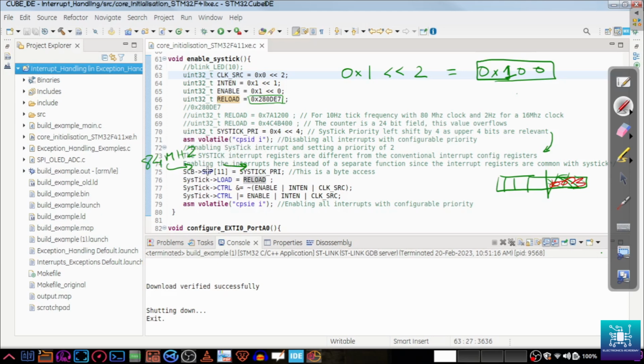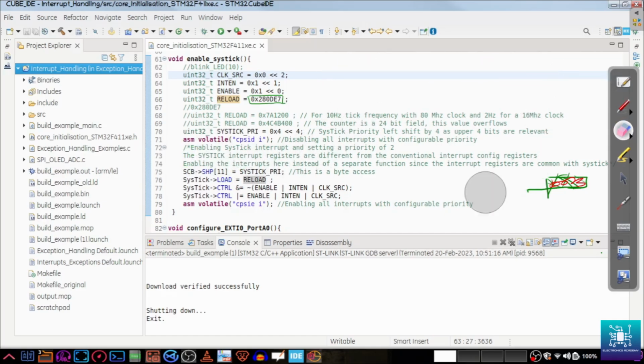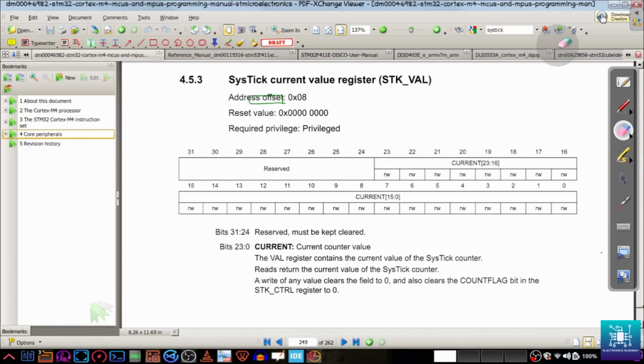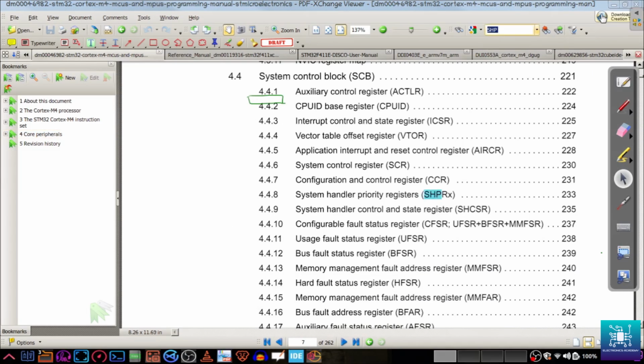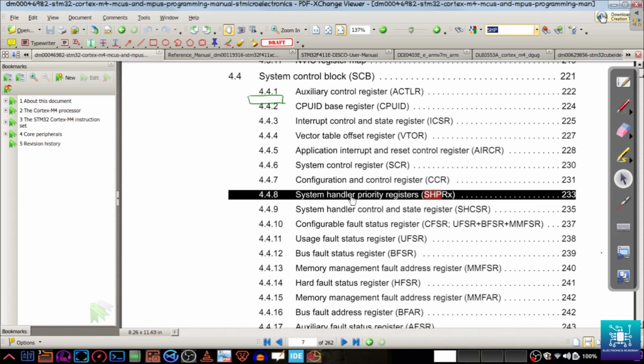Now we set the priority here. So we say that Systick priority SHP 11. So let us have a look at the Systick priority register now. So we go into our data sheet and then we type SHP. So this is the system handler priority registers.